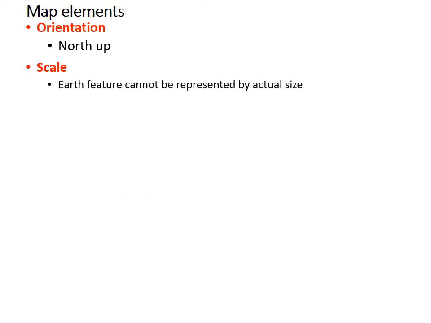Basically, there are some map elements which are very essential in understanding the maps. The first one is the orientation of the map. Always the north should be facing up, which is the orientation of the map. And then scale is the next very important map element. Earth features cannot be represented by their actual size, hence we go for a scale. This has to be a reduced scale so that every feature on the Earth can be reduced to some scale and drawn on a map.